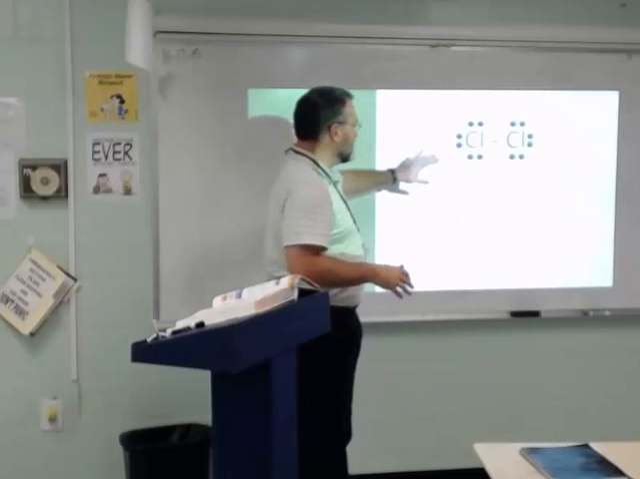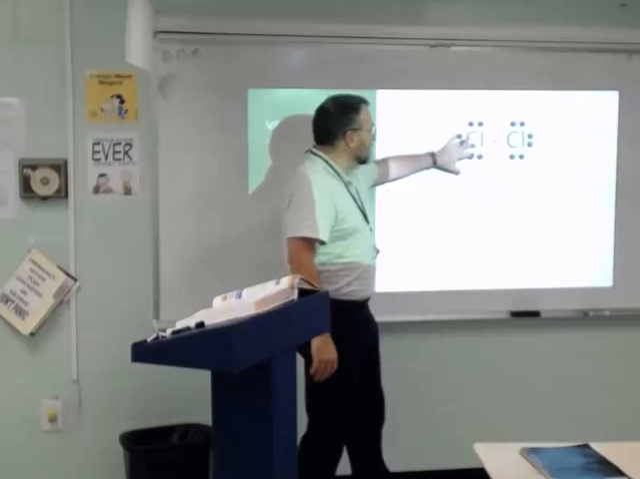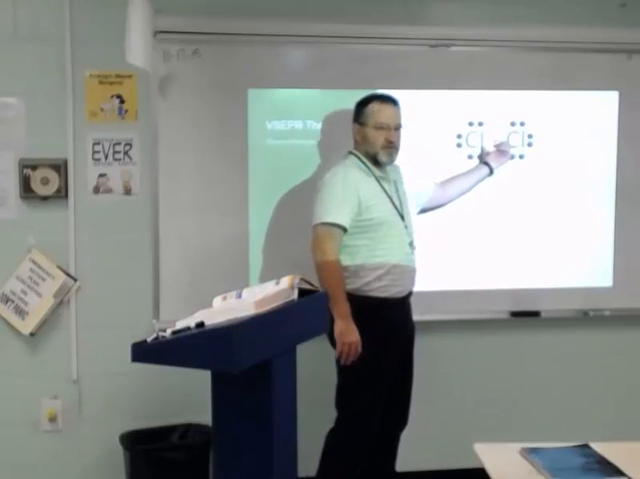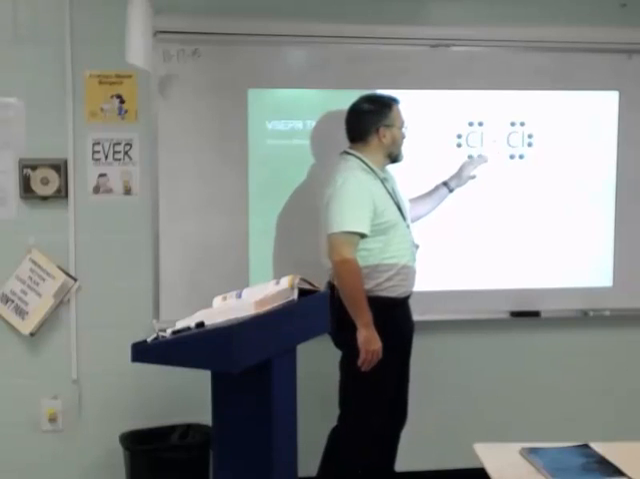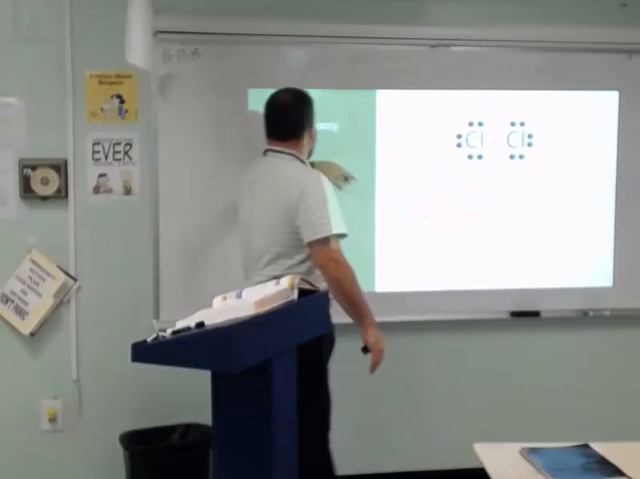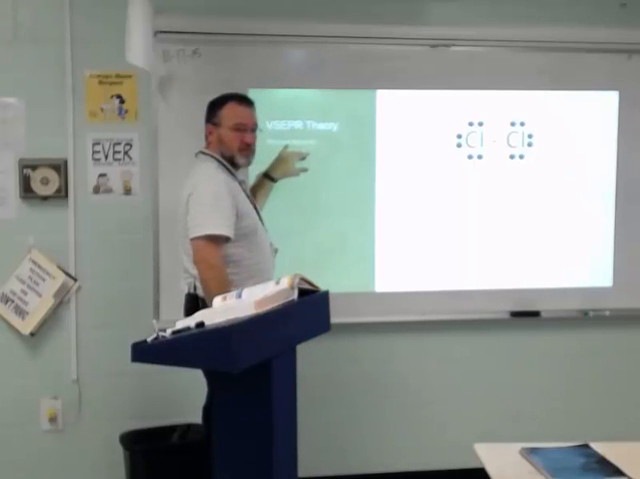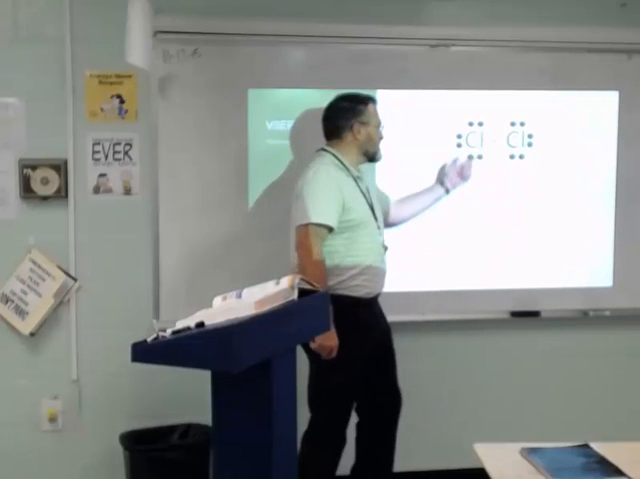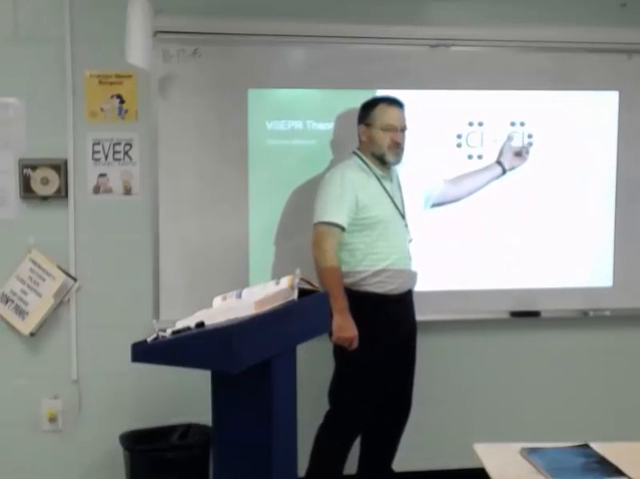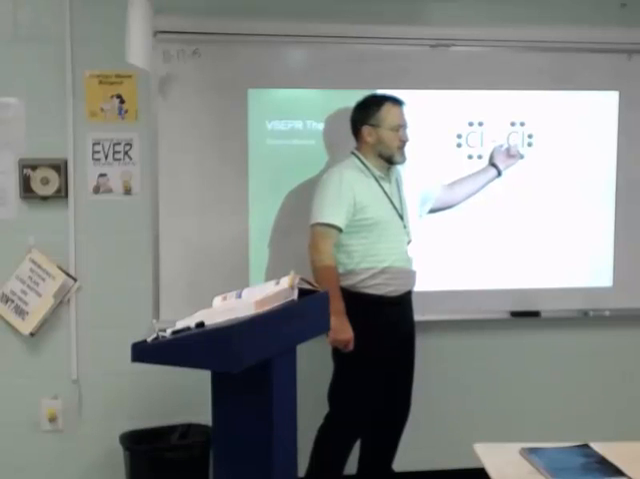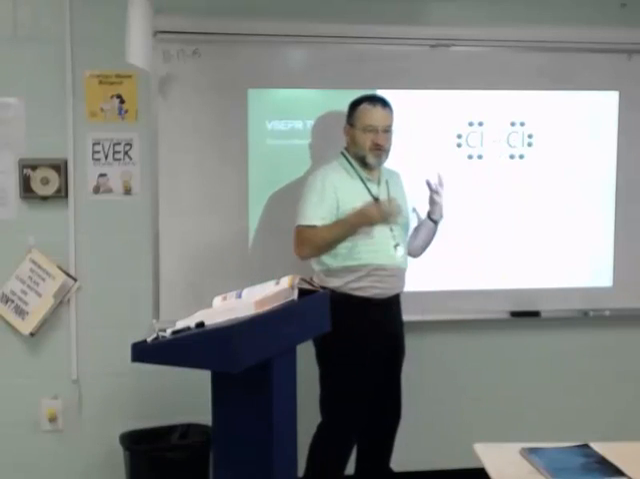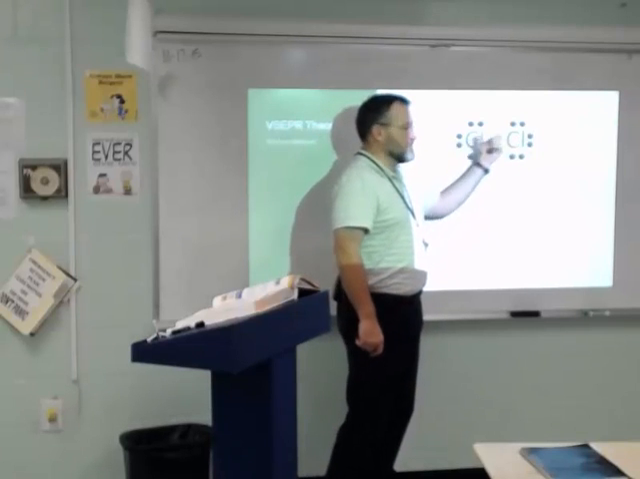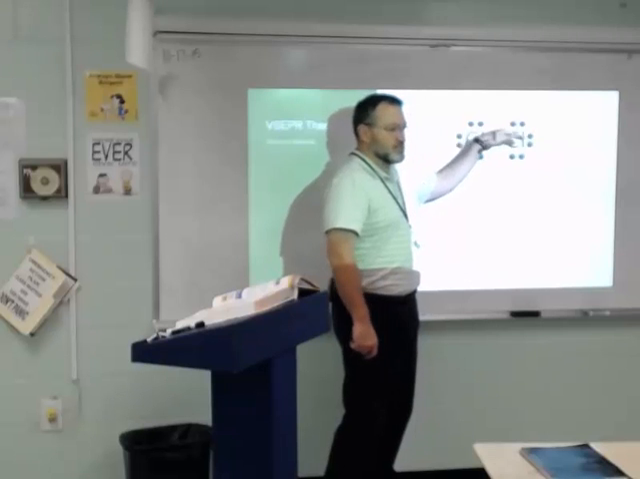Using chlorine as an example, when two chlorines come together and form a covalent bond between them to form a Cl2 molecule, this is considered a linear molecule. It doesn't have a pivot point. It's just two individual atoms bonded together. Since it lacks a pivot point, it's considered a linear angle. The angle between these two is 180 degrees. It's a straight line.